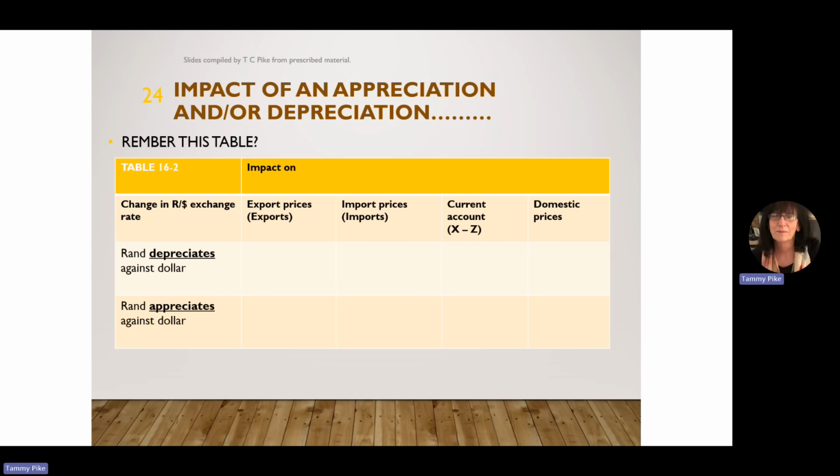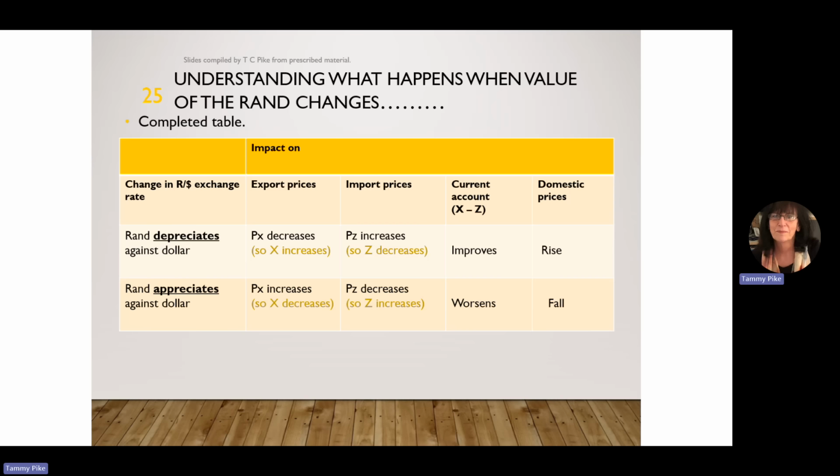So they could ask you just what happens to domestic prices, or they could ask you what happens to import prices, or they could ask you what happens on the current account when the rand depreciates. Obviously, to know that, you've got to know all of that. Practice it, go through it, see, can I do it without looking? Do I remember what happens in each case? And do I know why? Because if you know why, then you're going to remember it quite easily.